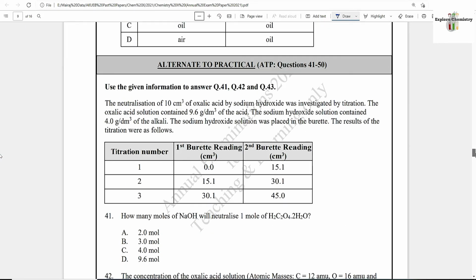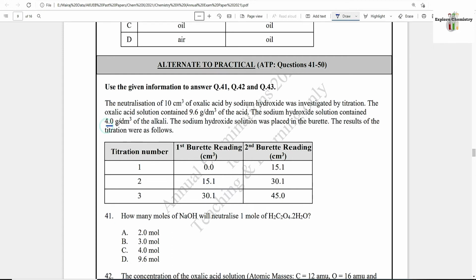Now ATP. Use the given information to answer question number 41, 42, 43. The neutralization of 10 centimeter cube of oxalic acid by sodium hydroxide was investigated by titration. The oxalic acid solution contained 9.6 gram per decimeter cube of the acid. The sodium hydroxide solution contained 4 gram per decimeter cube of the alkali. The sodium hydroxide solution was placed in the burette. The result of the titration was as follows.